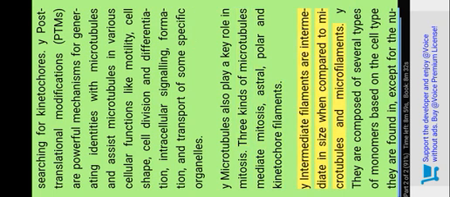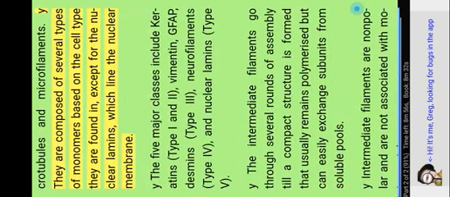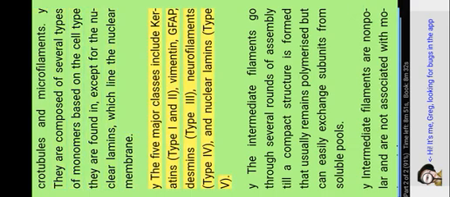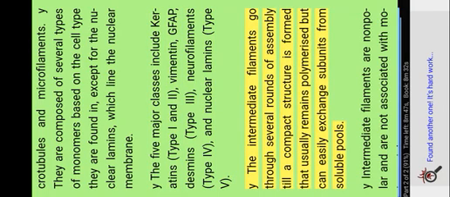Intermediate filaments are intermediate in size when compared to microtubules and microfilaments. They are composed of several types of monomers based on the cell type they are found in, except for the nuclear lamins, which line the nuclear membrane. The five major classes include keratins types 1 and 2, vimentin, GFAP, desmin type 3, neurofilaments type 4, and nuclear lamins type 5. Intermediate filaments go through several rounds of assembly until a compact structure is formed that usually remains polymerized but can easily exchange subunits from soluble pools.